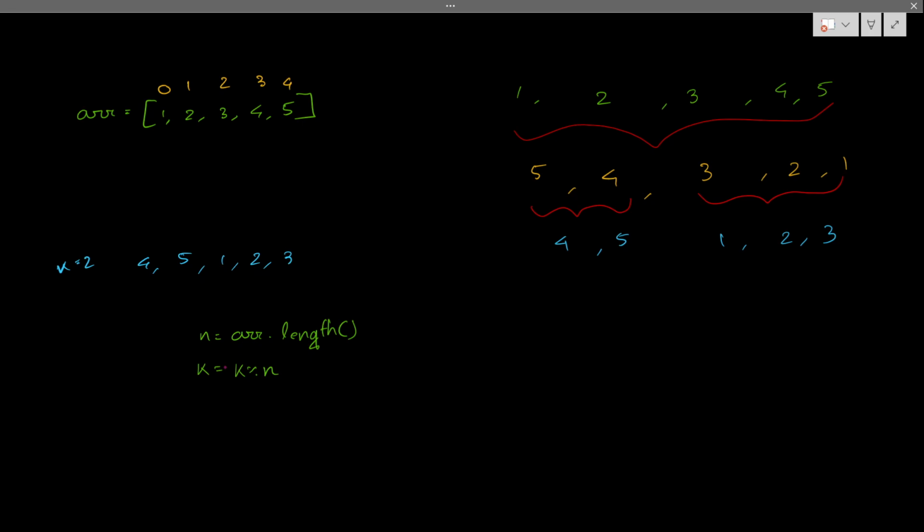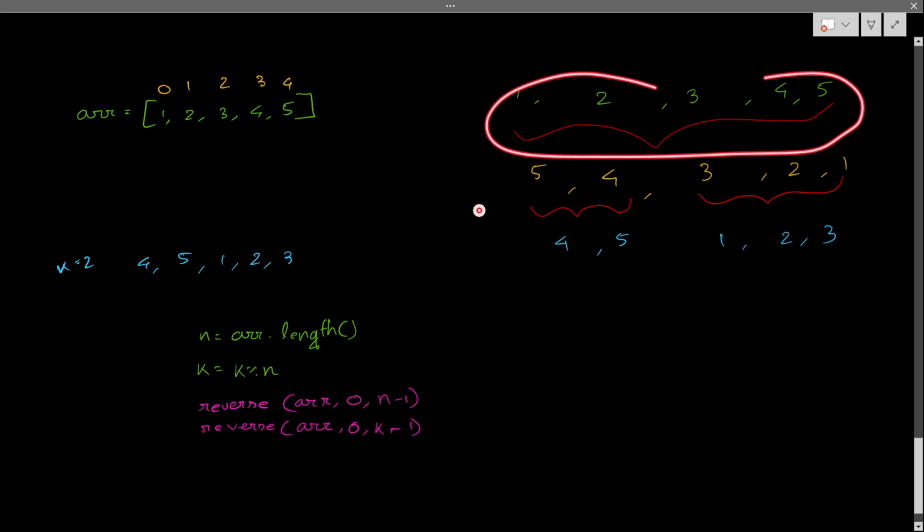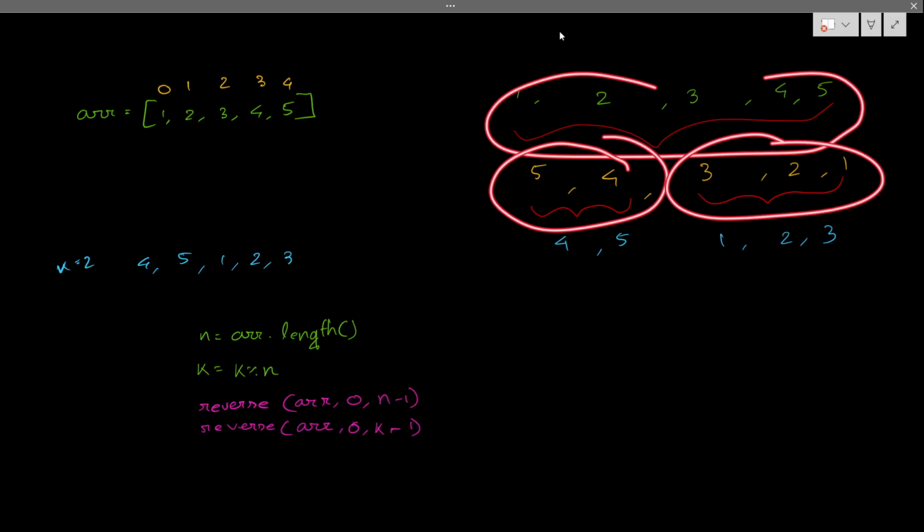So first I have to reverse the entire array, that is, reverse my arr from 0 to n minus 1. Then reverse my array from 0 to k minus 1 place, as I told you. After the entire reverse, I have to do 0 to k minus 1 place, then k to n minus 1 place.